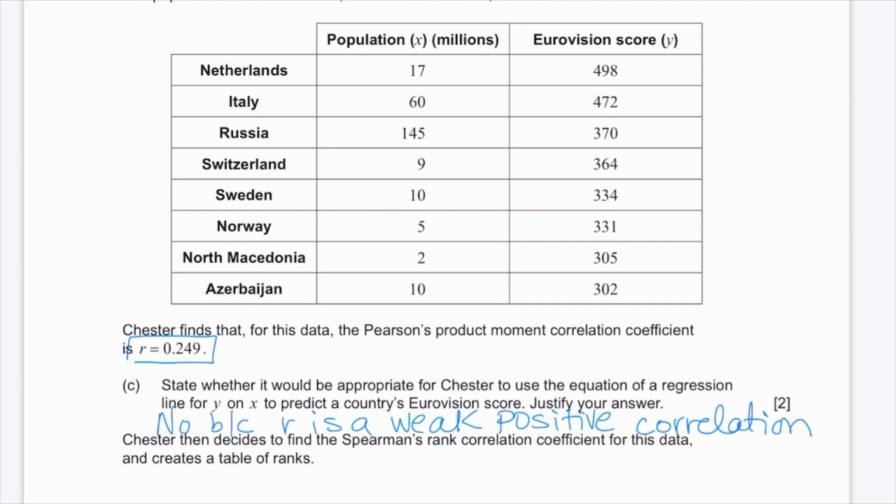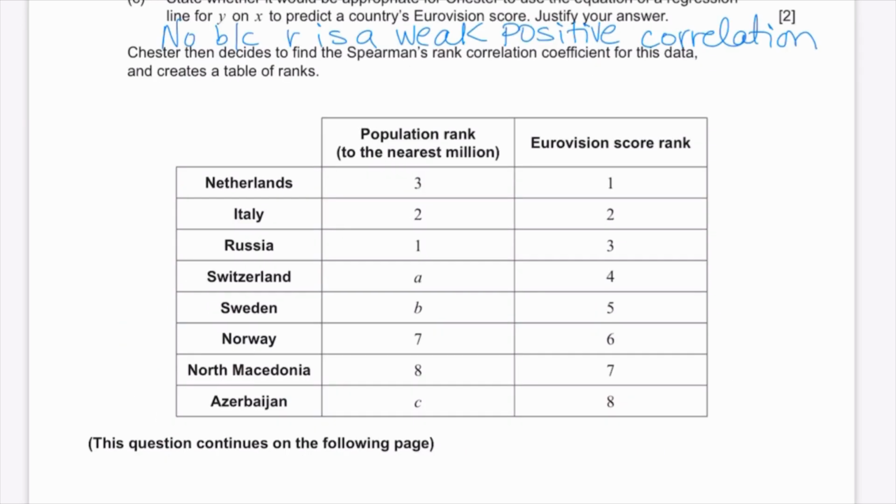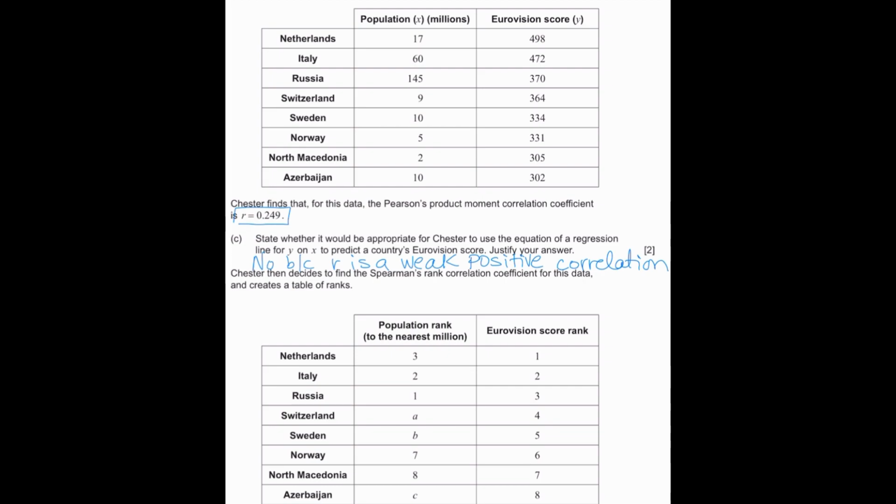Chester then decides to find the Spearman's rank correlation coefficient for this data and creates a table of ranks. Write down the value of A, B, and C. If I look right now at Eurovision score rank, that's already been done for us.